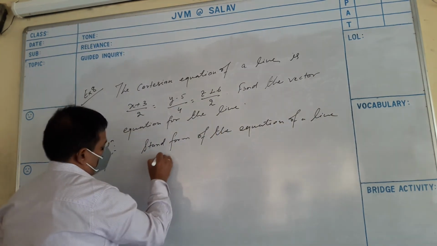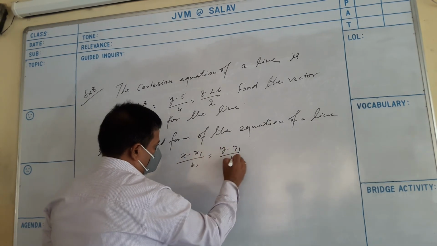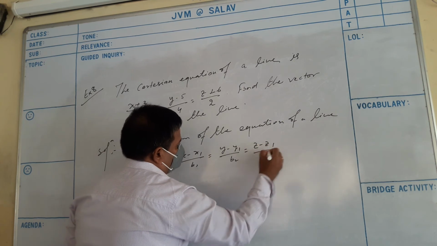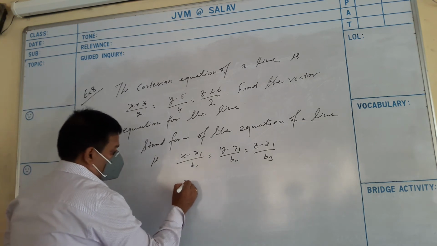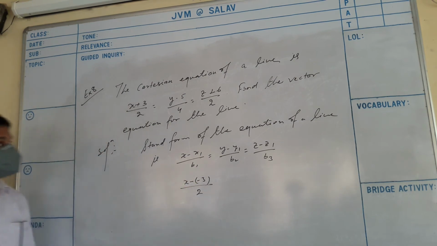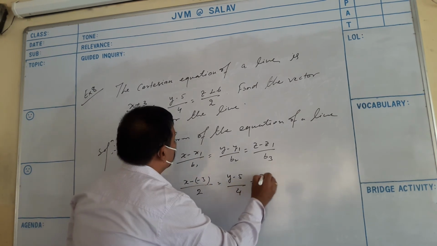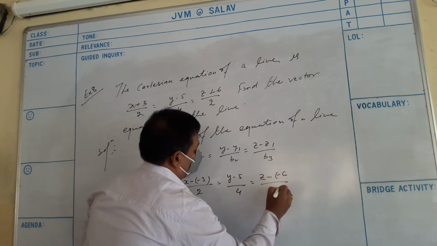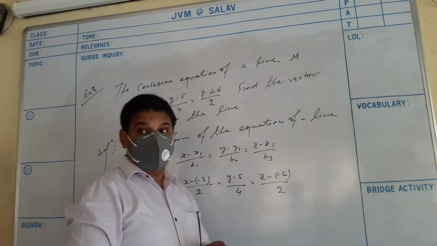The line is (x - x1)/v1 = (y - y1)/v2 = (z - z1)/v3. Now convert here. Okay, (x - (-3))/2, we can write like this, (y - 5)/4, (z - (-6))/2. Any doubt? Now here you have to convert.